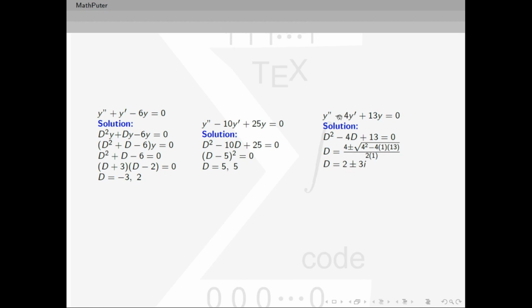So all these three differential equations, or these three auxiliary equations, have roots: minus 3 and 2, 5 and 5, 2 plus 3i and 2 minus 3i. I am very much interested in the nature of these roots. Look here, minus 3 and 2 both are real numbers and distinct. They are not equal. These are real numbers and equal, 5 and 5, the same roots. And these are the complex roots, right? So the nature of the solution depends on the nature of the roots.